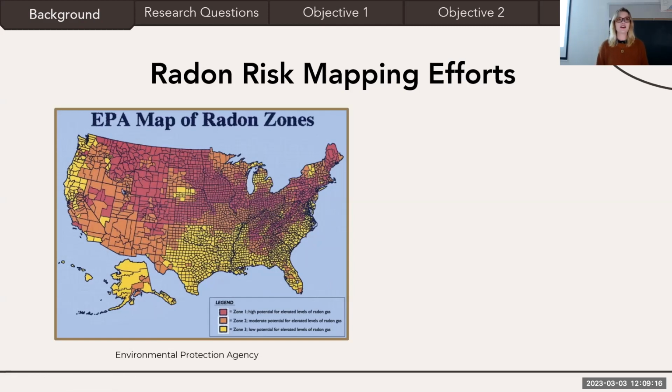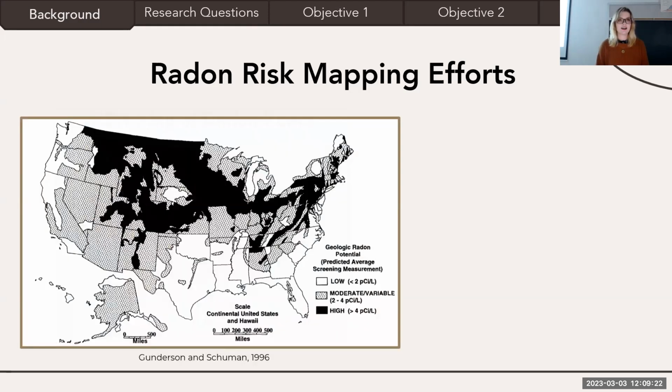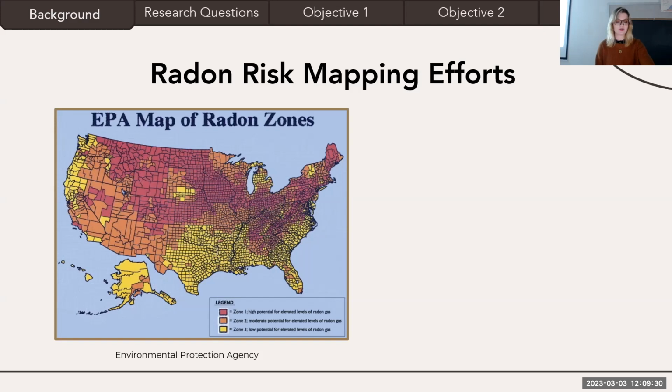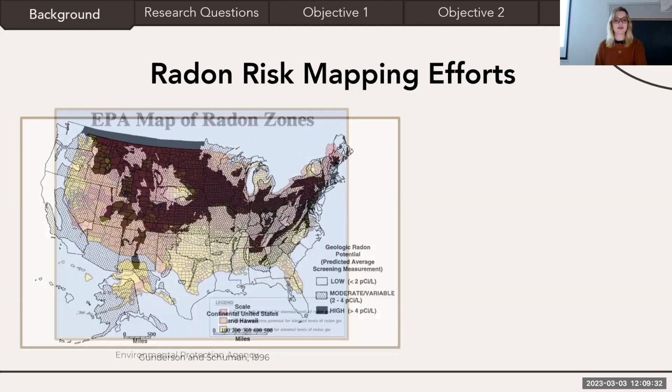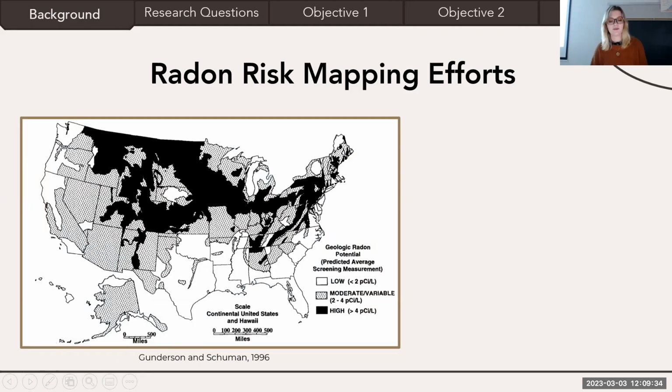If we overlay the Gunderson and Schumann paper, where they mapped the bedrock potential of radon, it's pretty much an exact transfer. Wherever you see high potential here in black, it's red in the EPA map, and everywhere that it's white or low potential, it's yellow in the EPA map. The entire Atlantic coastal plain is generalized as low risk, both in the EPA map and in this Gunderson and Schumann paper.